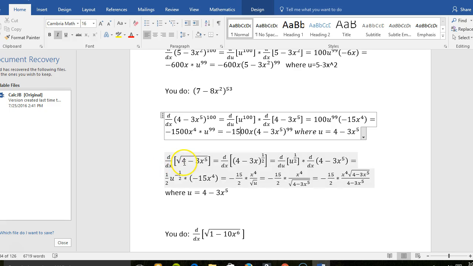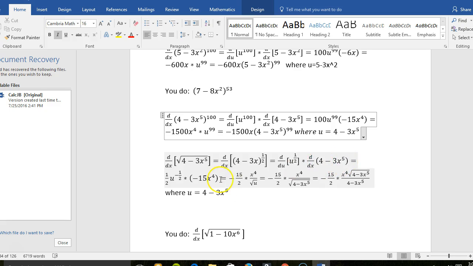d by dx of radical 4 minus 3x to the 5th. We're not raising it to the 100 power, we're raising it to the half power. That's different, but the idea is kind of the same. You do d by du of u to the half, and then times d by dx of the interior guy right here. And again, d by du of u to the half is 1/2 u to the negative half by the power rule. Remember, the positive half comes down, then we subtract 1 off the positive half and get negative half here. And then we do d by dx of 4 minus 3x to the 5th.